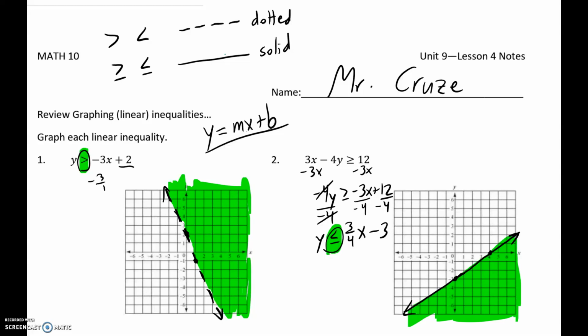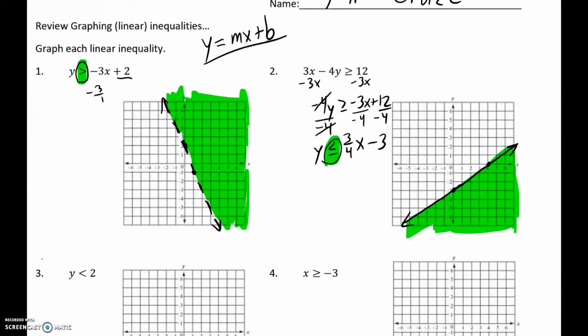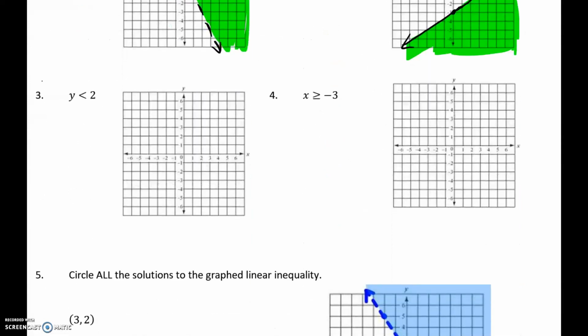You're more than welcome to use different colors if you'd like. You can just shade with your pencil. You don't have to make it dark or anything, just as long as I can tell what is shaded specifically. All right? And then we also talk a little bit about these sorts of things. You'll remember yesterday I said y equals a number is a horizontal line.